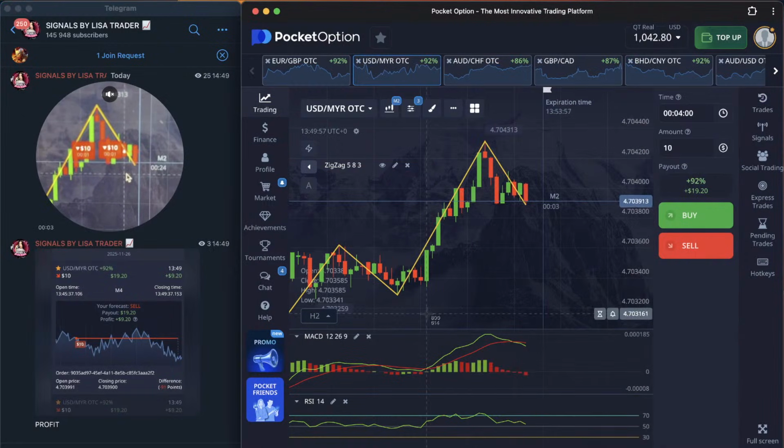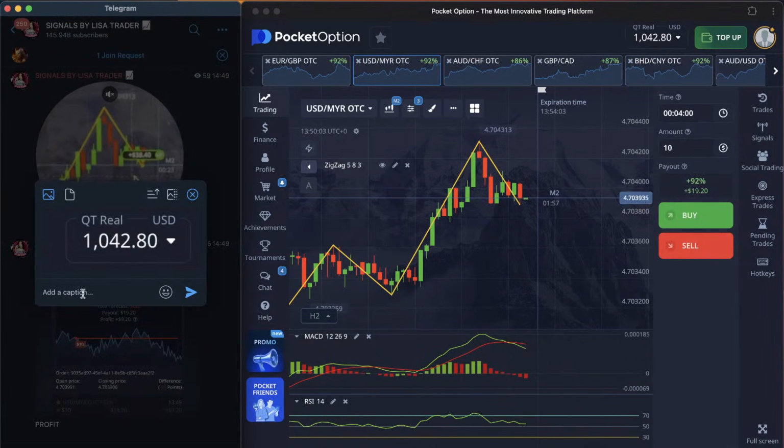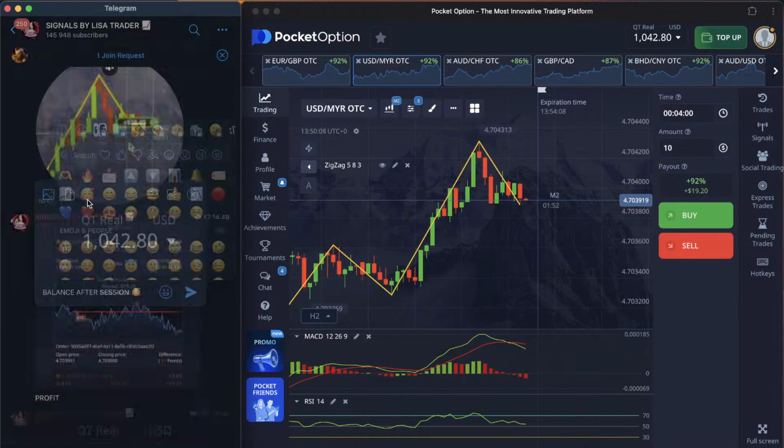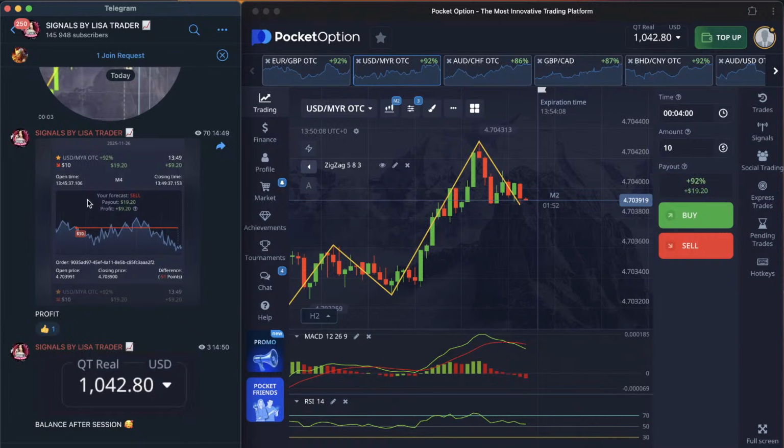Okay, I think we made a pretty good result, guys. We just started with 1K and we were trading with just $10 per trade, so I think it's pretty good. Here it is.